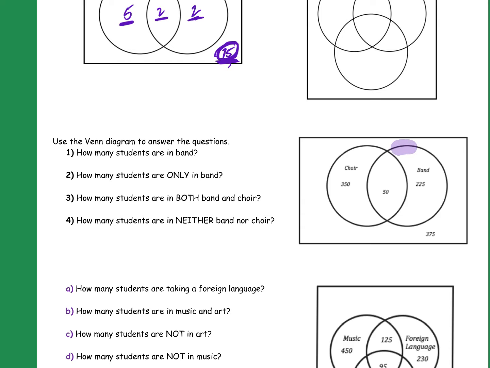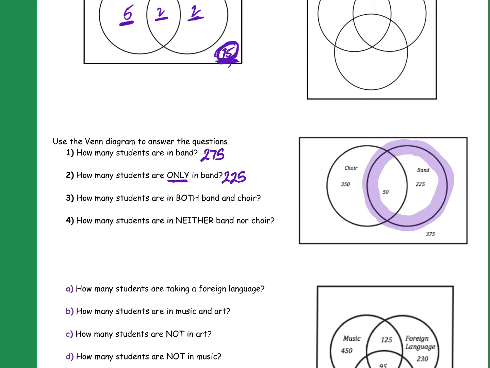So the band circle is this whole circle. How many people are in band? 275, because you have to add the 50. So everybody in that circle is in band. Does that make sense, Zoe? And then the next question says how many students are only in band? 225. That makes a lot more sense.